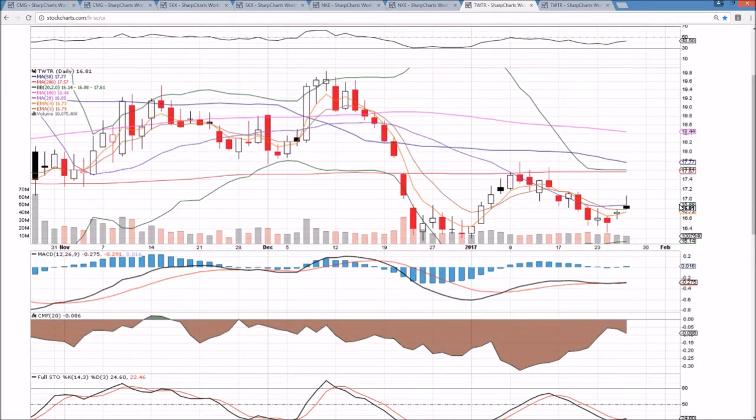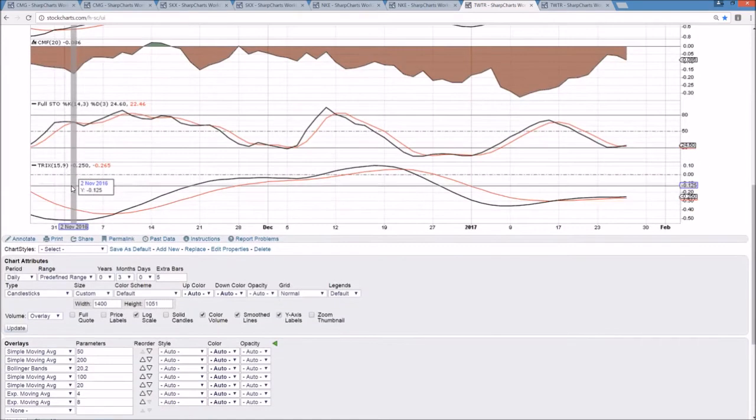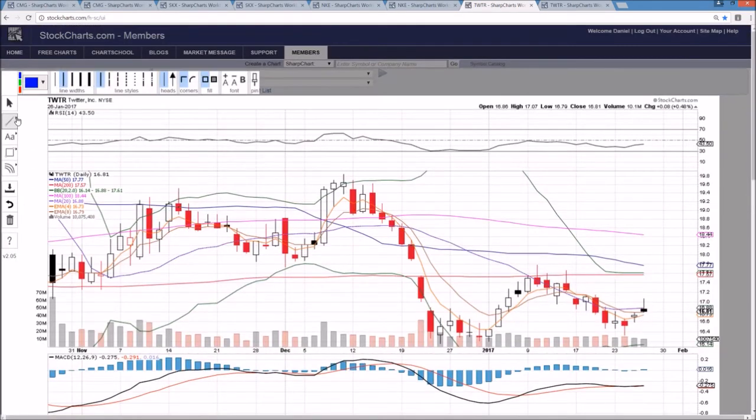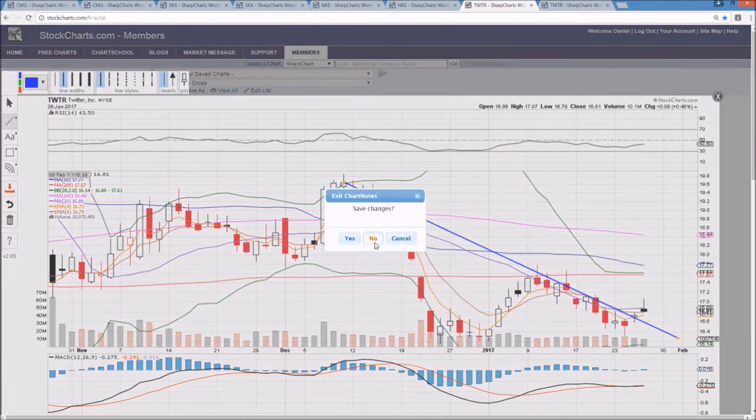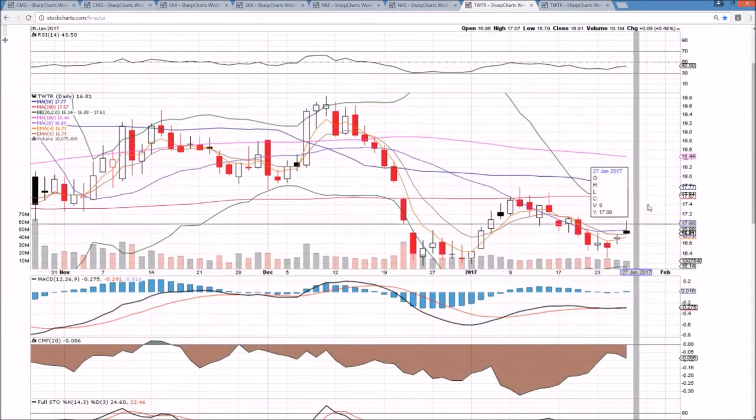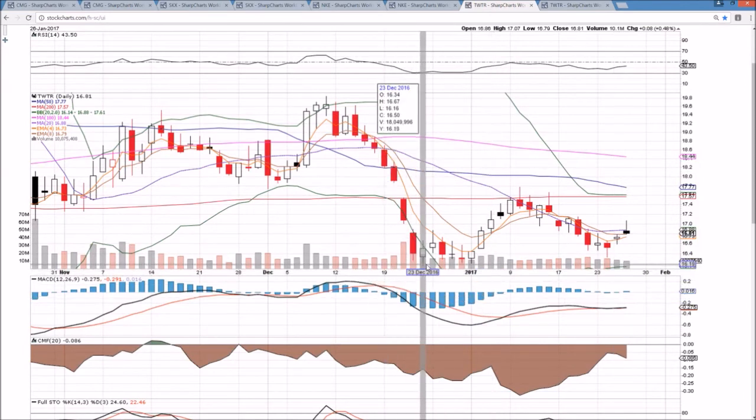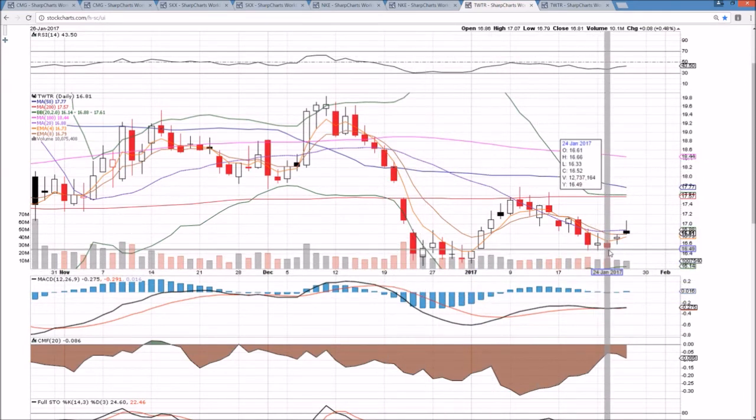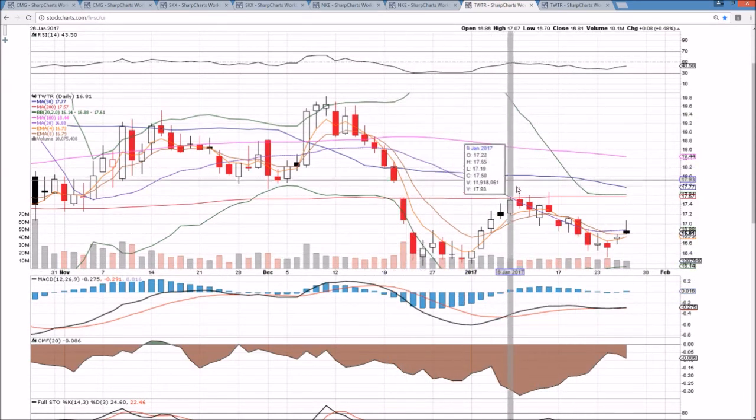TWTR, big upper wick of profit taking, rejecting from the middle Bollinger Band resistance of 16.88. And there's a downtrend resistance line we can draw here where we've got our lower highs being hit. And actually, it does look like we did make a bullish break over that downtrend resistance line, but a lack of follow through right now for the bulls with that big upper wick. We have a little bit of a higher low, 16.16 and 16.33, and clear lower highs.